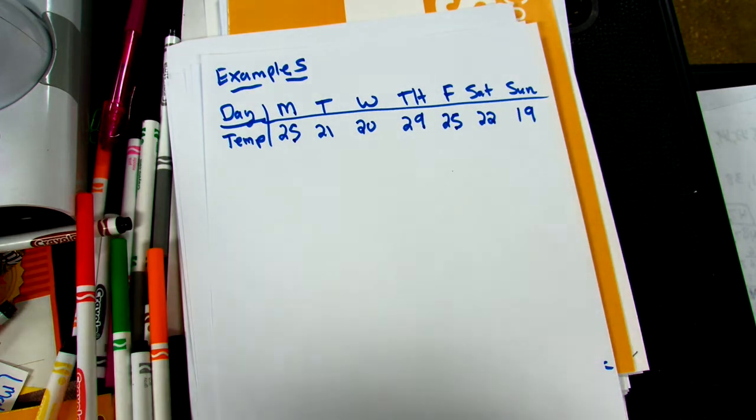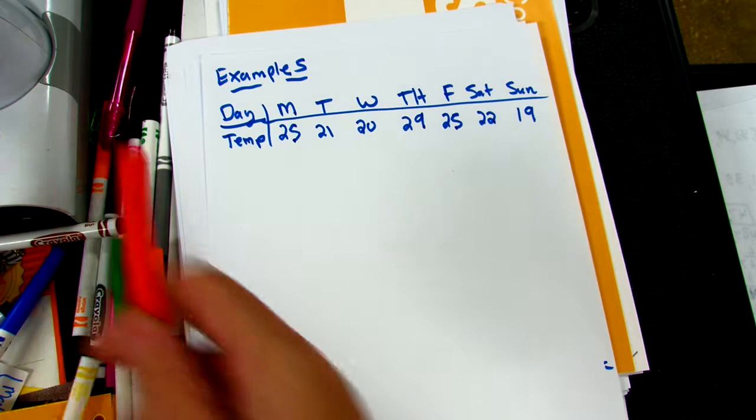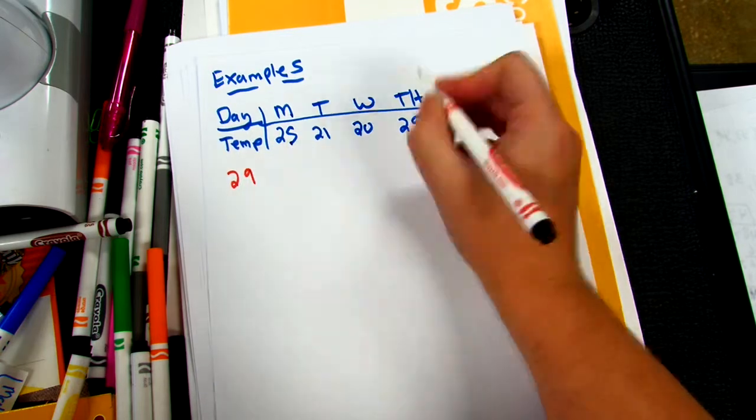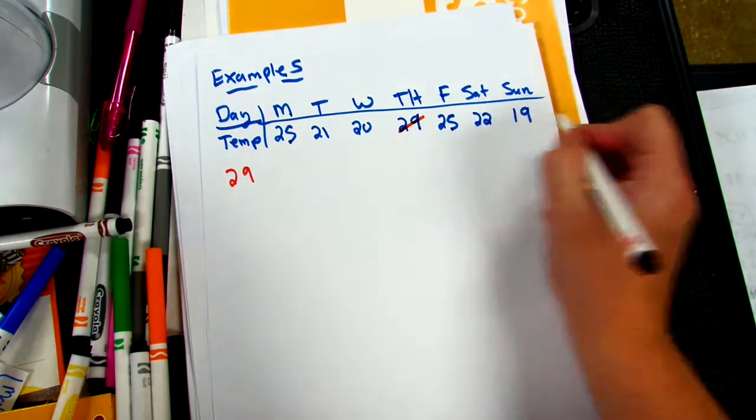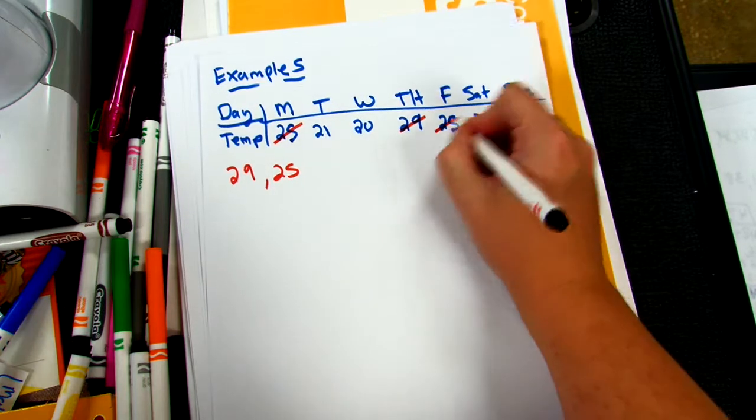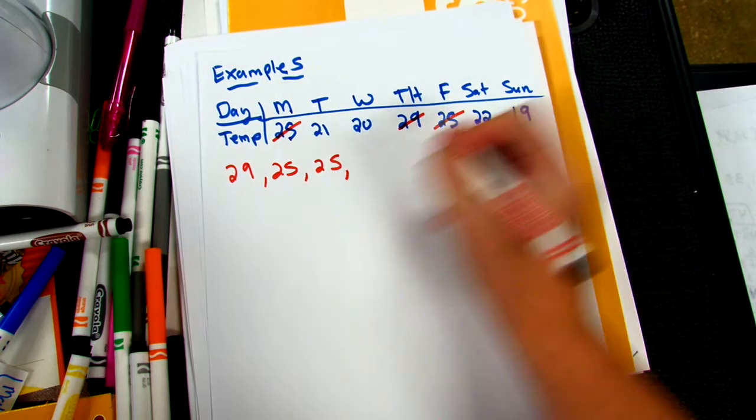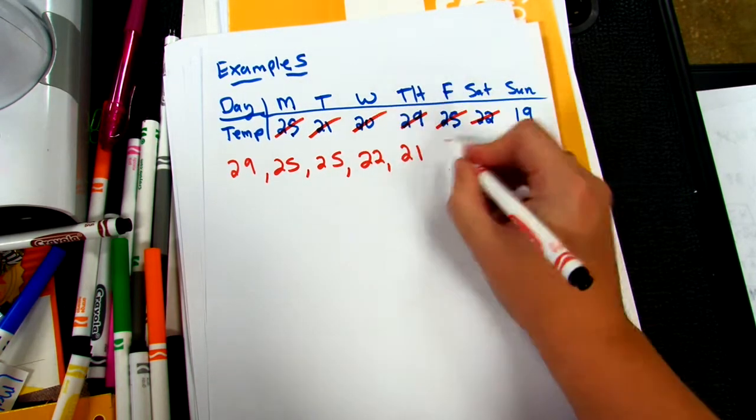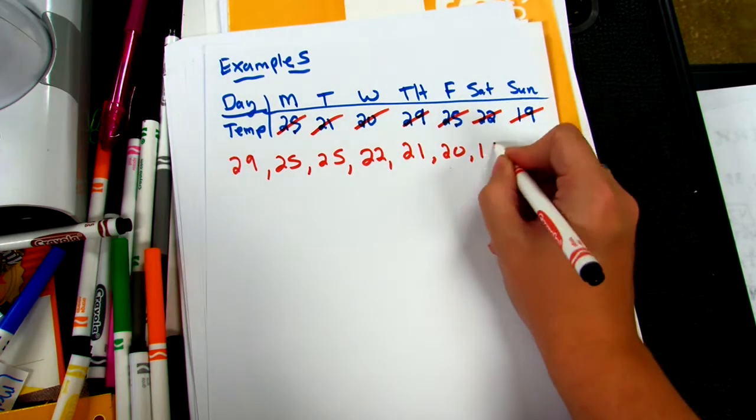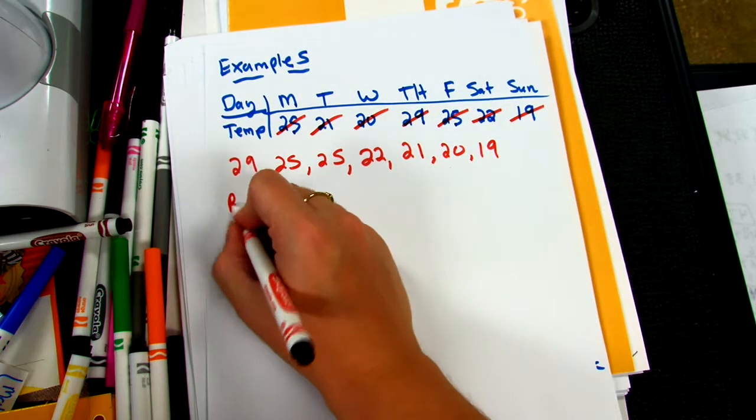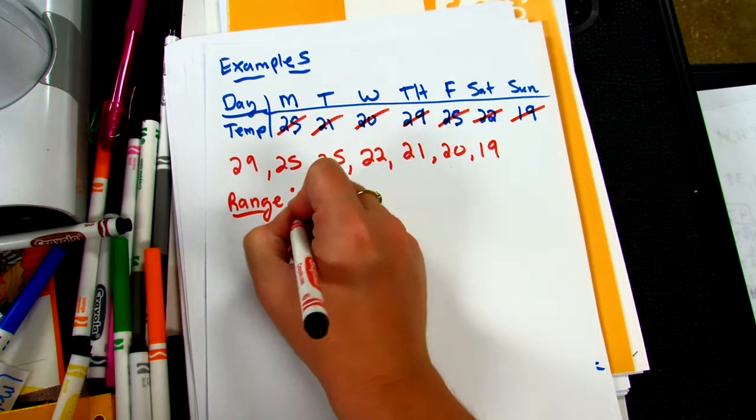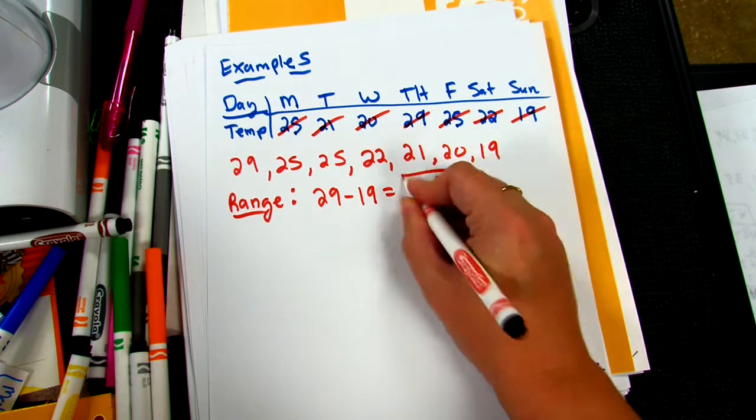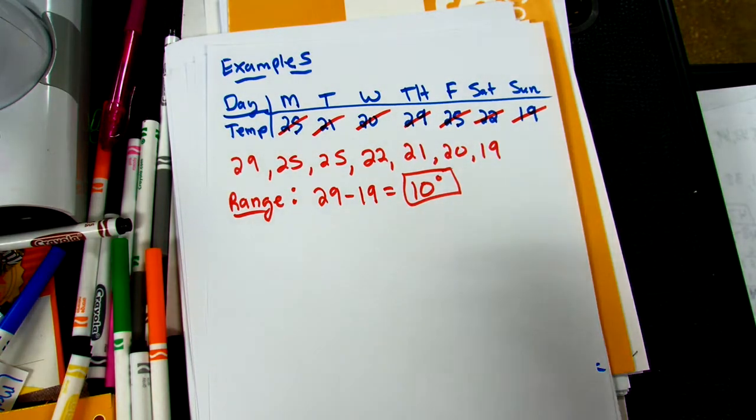So first thing we have to do is we have to write them biggest to smallest. Okay, so biggest number would be 29. And the next biggest number would be 25. And then 25 happens again. And then our next biggest number is 22. And then 21. And then 20. And then last, 19. All right, so when we find our range, it's the biggest minus the smallest. So 29 minus 19. So our range would be 10 degrees. That's the range.